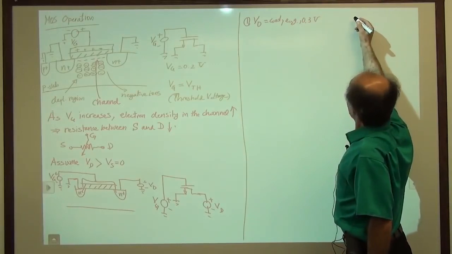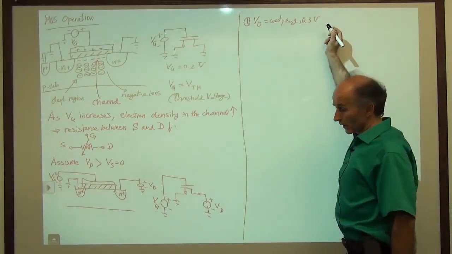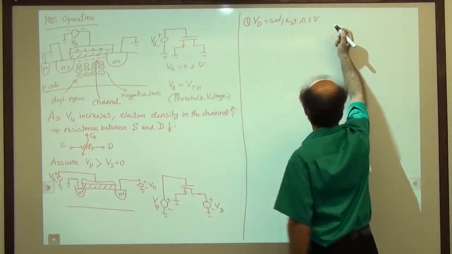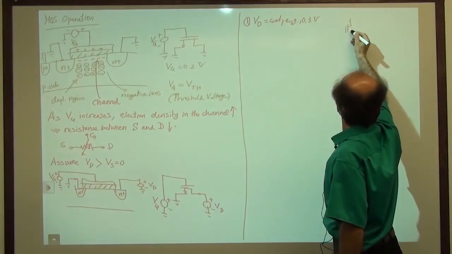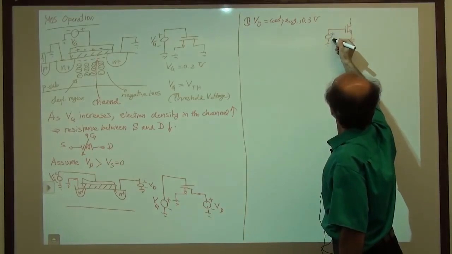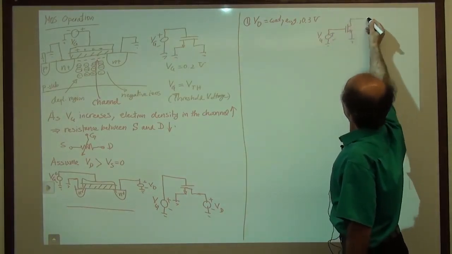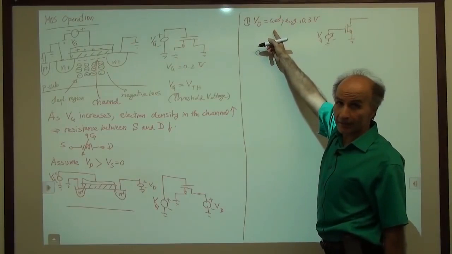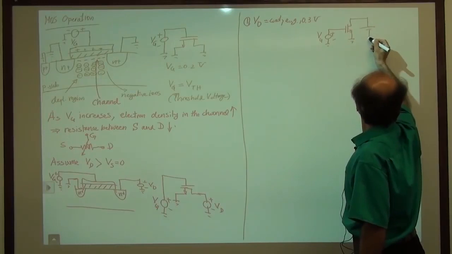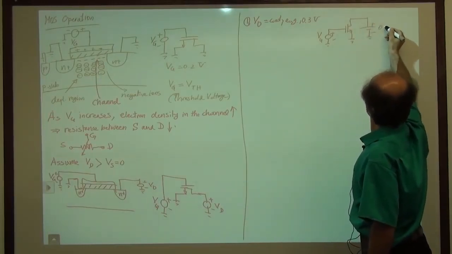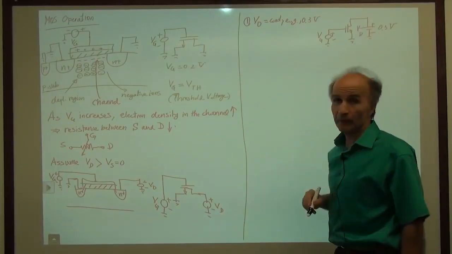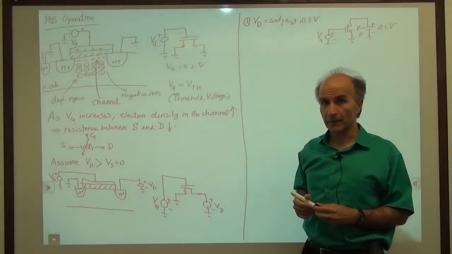So I will draw that again, and this time I'll play a trick on you. I will turn this device counterclockwise by 90 degrees. So I will draw it like this. VG. And because the drain voltage is constant, I will denote it by a battery. So here's a battery, and its value is 0.3 volts. That's VD. And I'm varying VG, and I would like to see what happens.